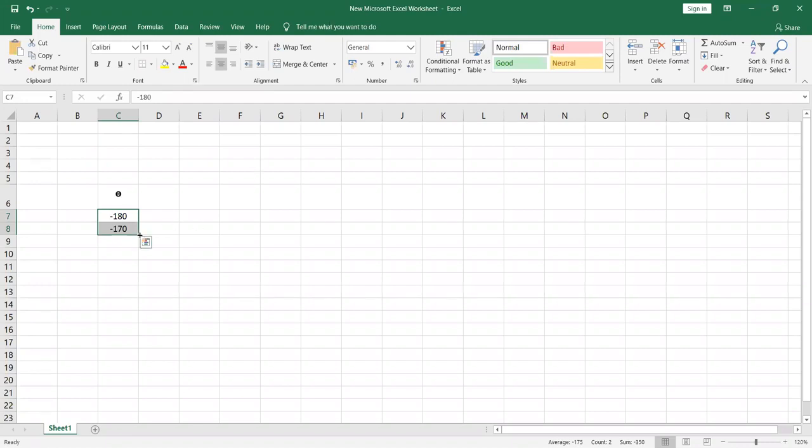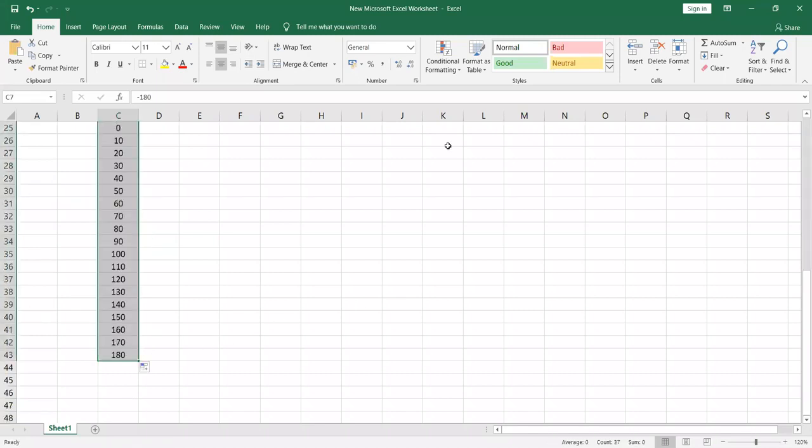And as you can see, there is one dot here. So go to that dot. You will see that a plus sign appears. As you reach that dot, drag the column like this. So we have to take the values from -180 to +180. Please mute yourself.